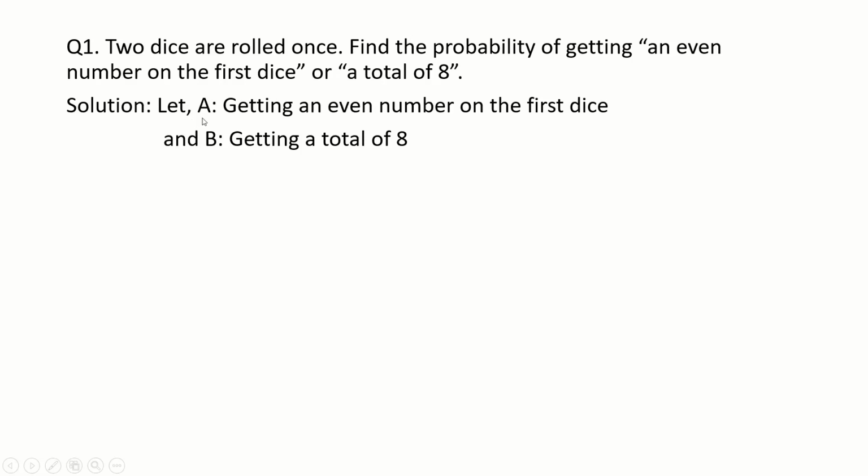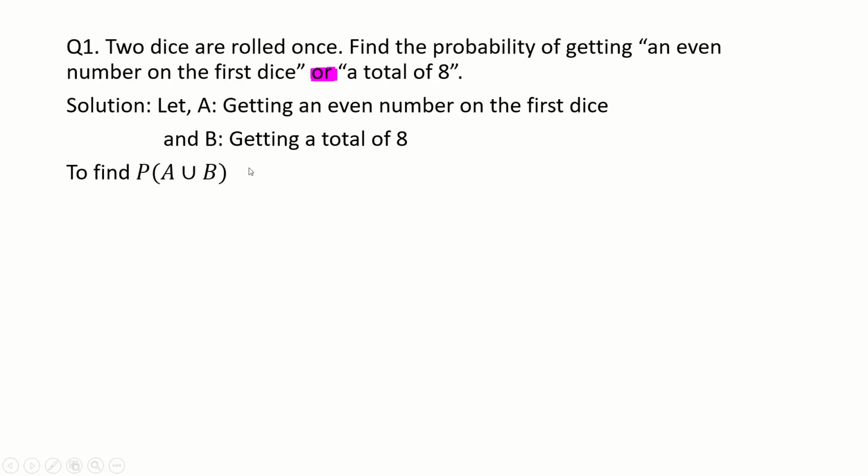So I write the two events as A and B. A is the event of getting an even number on the first dice, and B is getting a total of 8. So here you see "or" is there. So "or" means union. You have to find the probability of A union B because it is given as "or". If it was given as "at least one", then also you would have used probability of A union B.